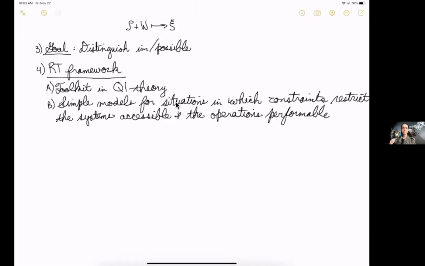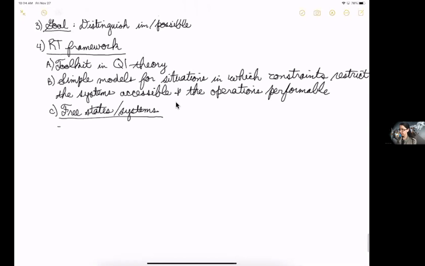A resource theory typically has 3 components. First are the free states, or depending on which resource theory we're using, systems. We imagine that there's some agent operating in accordance with this resource theory who wants to perform transformations. And this agent can access as many of these free systems as he or she wants without paying any cost. For example, imagine a thermodynamic agent in an environment at a fixed temperature T. The agent can easily access systems in that environment that are at thermal equilibrium relative to that temperature.